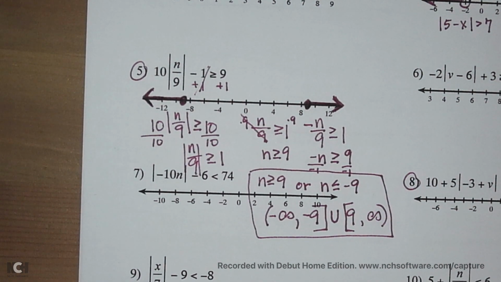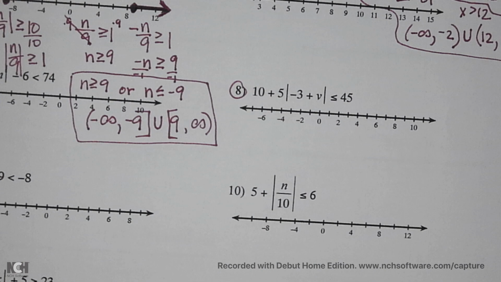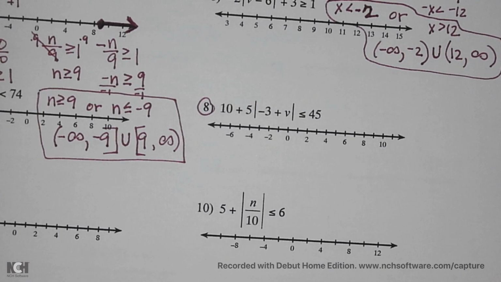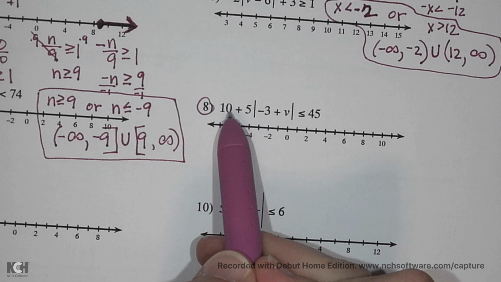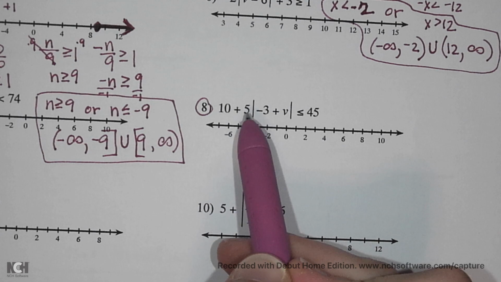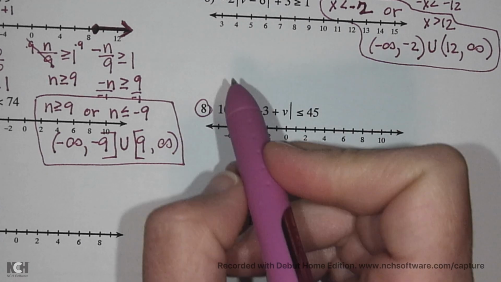We got one more left. Let's look at number 8. Okay, number 8, we've got to get rid of that 10. We've got to get rid of that 5. Which one should we get rid of first? All right, if you said 10, good work.